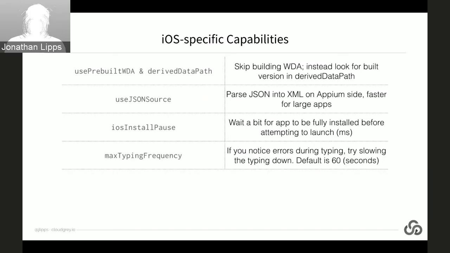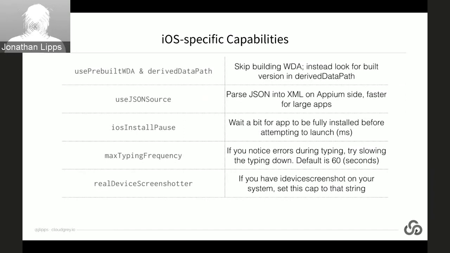Sometimes there can be problems in sending keystrokes to text fields where they're sent too fast and they trip each other up. So if you notice this happening, you can actually slow down the typing speed. The default is a value of 60. So if you want to make it slower, make it less.